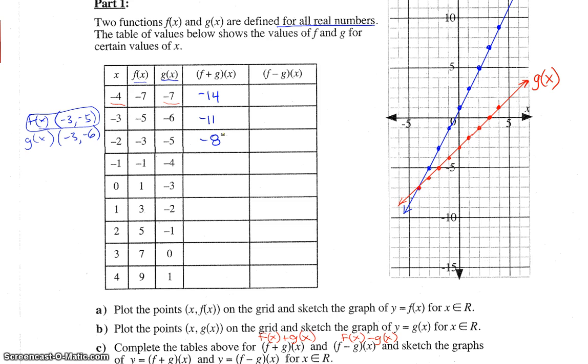We're also going to fill in f minus g of x, and that is the same thing as f of x minus g of x. Okay, and we'll fill those ones in. Negative 7 minus negative 7 is going to be 0. Negative 5 minus negative 6 would be negative 5 plus 6, which would be 1. All right, you guys fill in the table, and then we'll check back and see if we have the same thing.